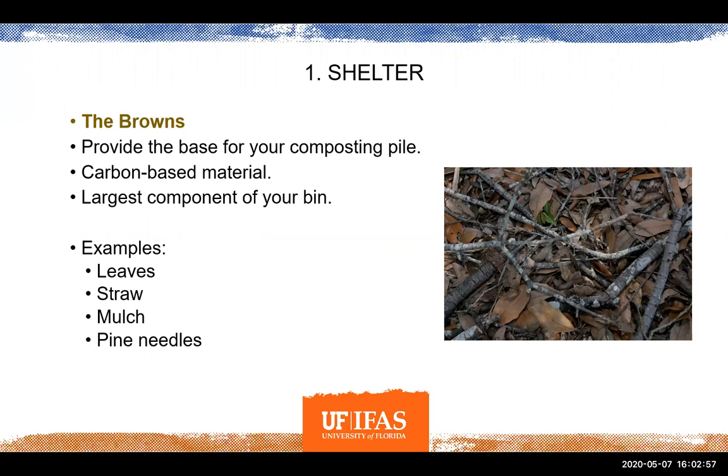And shelter is going to be the largest part of your composting bin. It's the house. It's the main bulk of your pile. And they are considered the browns. They're considered brown because they're high in carbon. They tend to be woody type materials that are brown in color. So when you think of browns, think of leaves, think of straw, think of mulch, pine needles, different types of woody sticks and materials. And this is going to be that kind of base material for your composting bin.